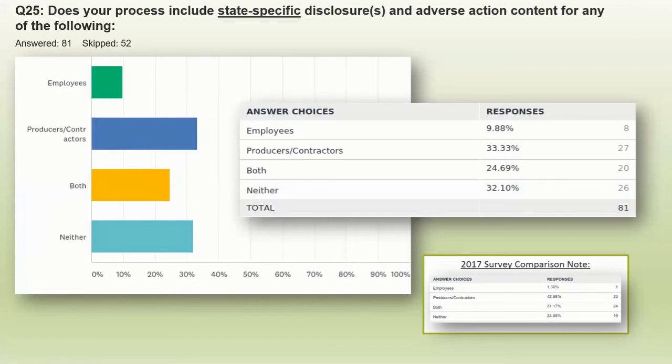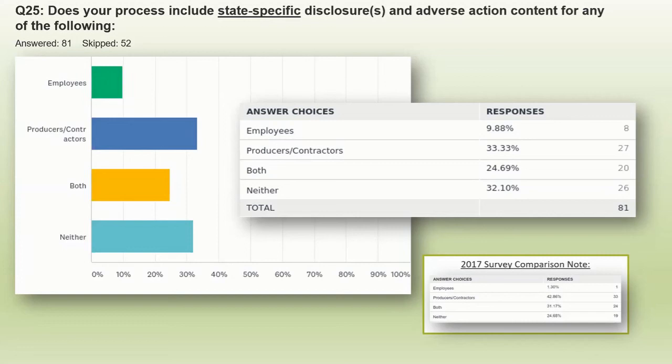But generally speaking, does your process include state-specific disclosures and adverse action content for any of the following? Some have mentioned that they have employees, some have mentioned that they just have producers and contractors, and then some have mentioned that they have both, so you provide it to both, and then the other option of neither. If you take everything together, you're talking about a 32% rate that responded that you do not have any type of state-specific disclosures. And then the rest have them, and it either applies to employees and contractors, or just employees, or just producers, contractors.